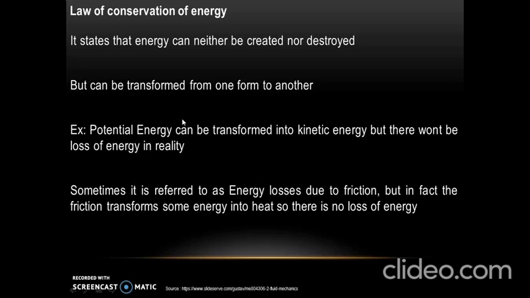We have seen that the water in a reservoir gets converted into kinetic energy when it starts flowing to the penstock in order to flow over the turbine. Sometimes it is referred to as energy losses due to friction, but in fact the friction transforms some energy into heat, so actually there is no loss of energy.